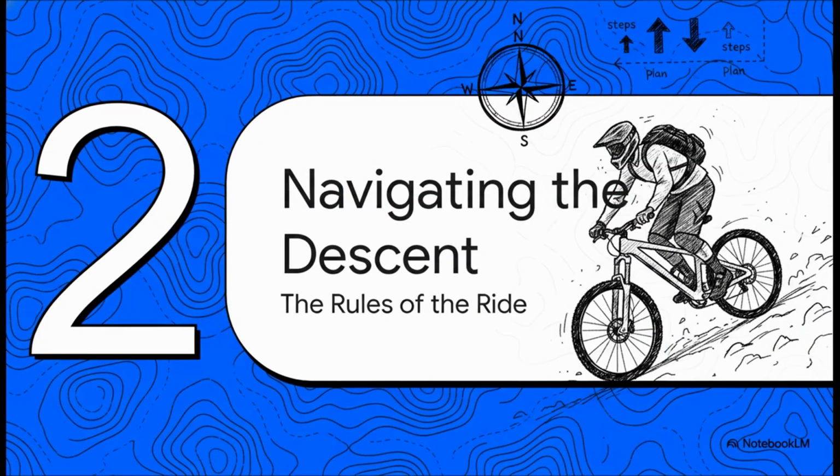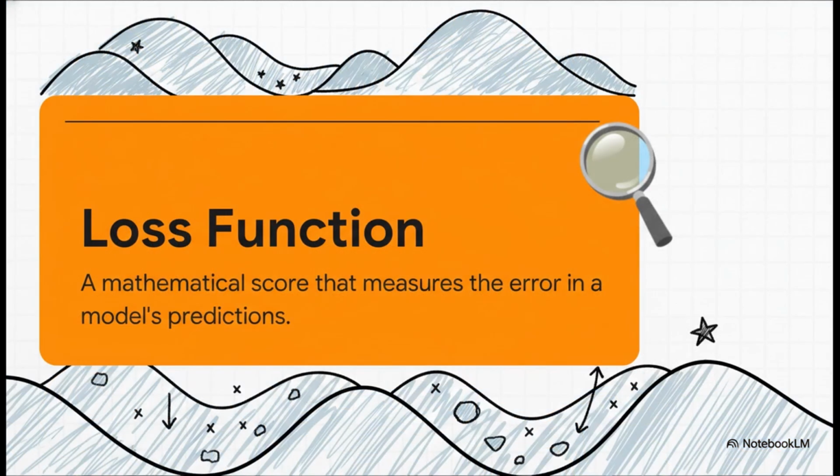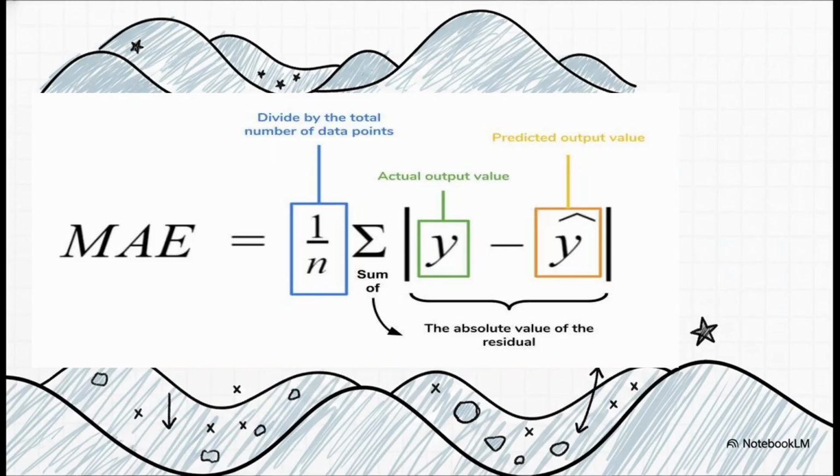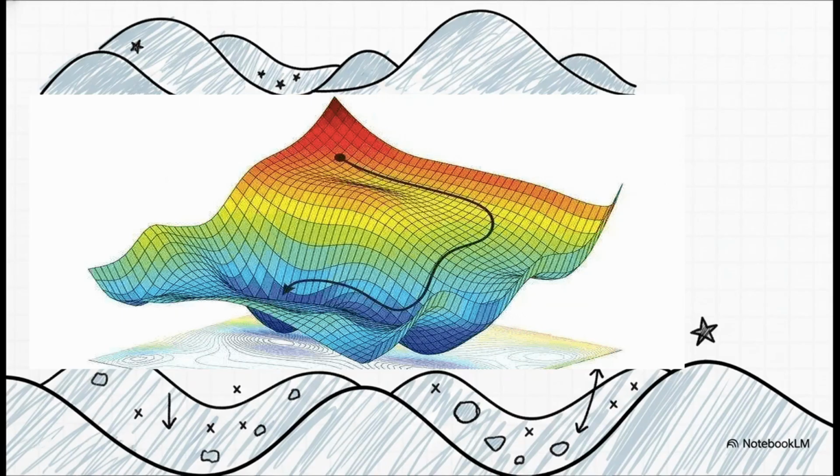First things first, you need your map. In machine learning, this is called the loss function. You can think of it as a mathematical formula that just calculates how wrong the model's current guess is compared to the actual right answer. So a high score means a big error. You're way up on a high peak. A low score means you're getting close. You're down in a low valley. The entire goal is to get from those peaks all the way down to what we call the optimal minimum.